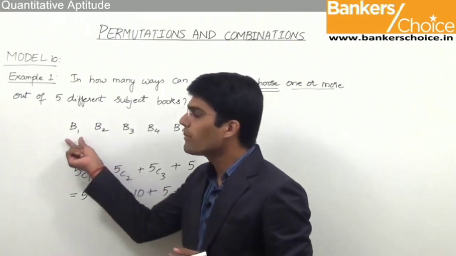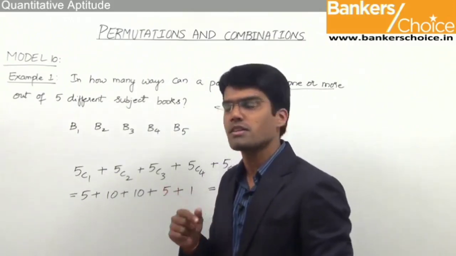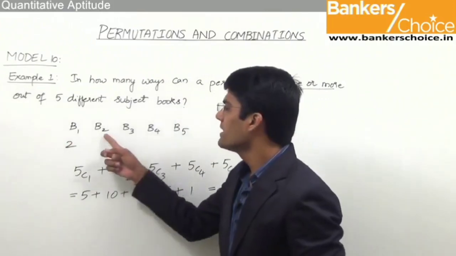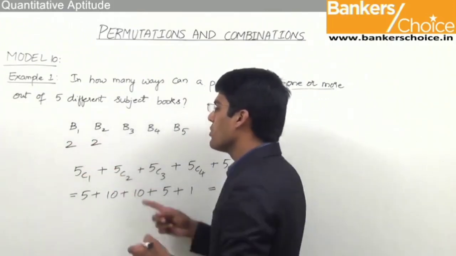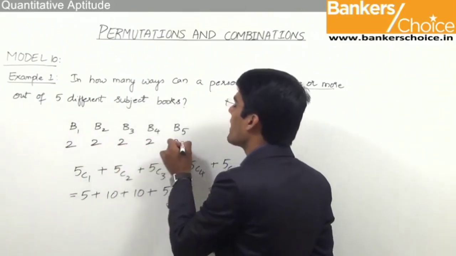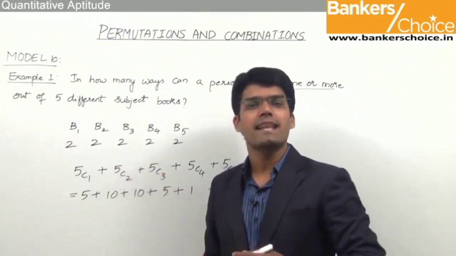Let's say when he approaches book number 1, there are 2 things which can be done. Either select the book or reject the book. So there are 2 things which can be done with book number 1. Likewise, book number 2, either he can take it or he can leave it. So there are 2 choices. Book number 3, take or leave, again 2 choices. Likewise for book 4 and book 5, there are 2 choices each. That means for every book here, either he can select it or reject it.